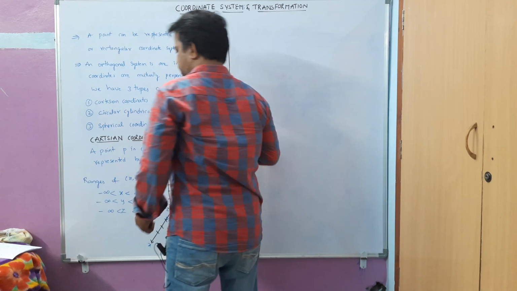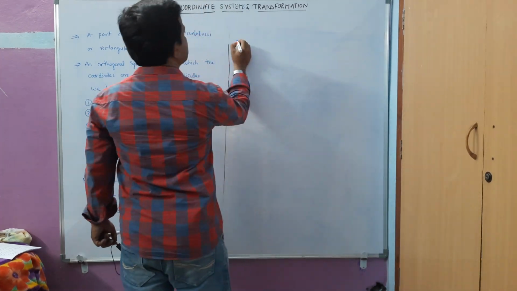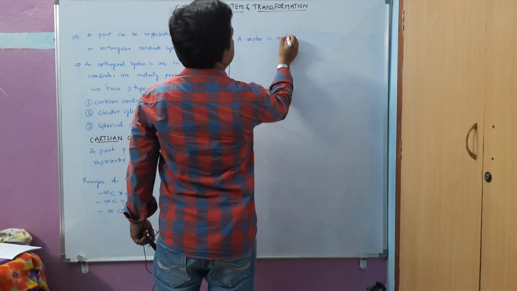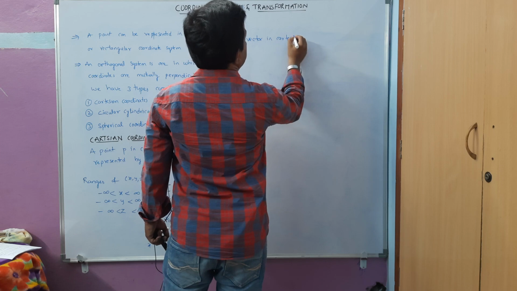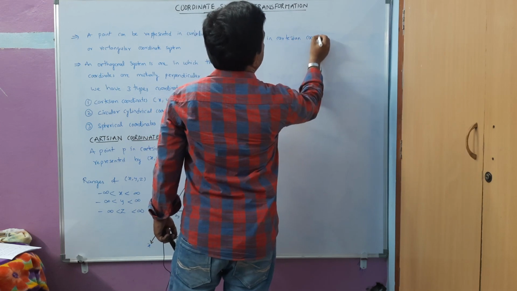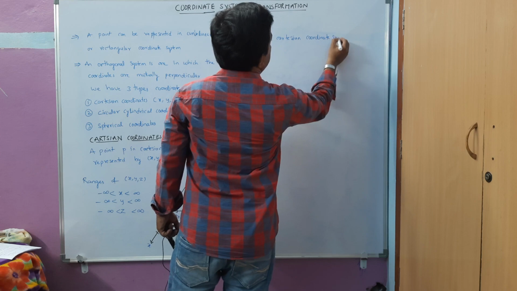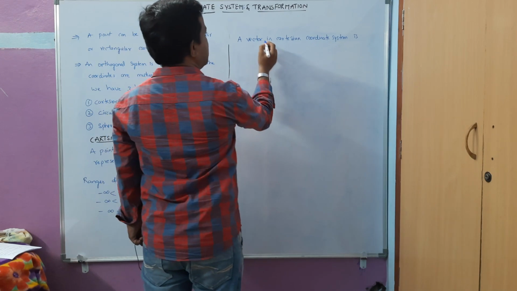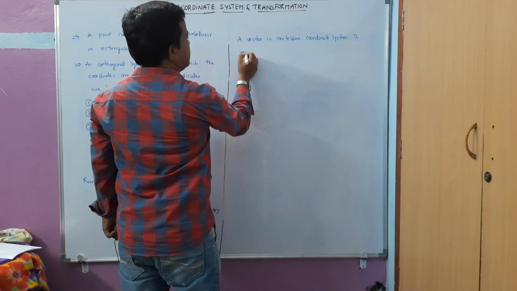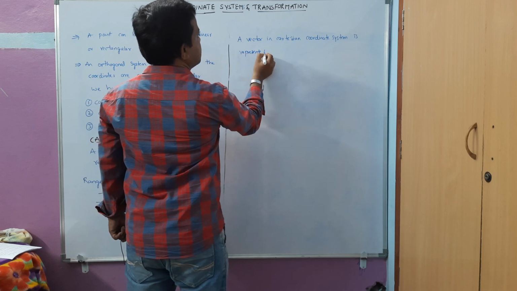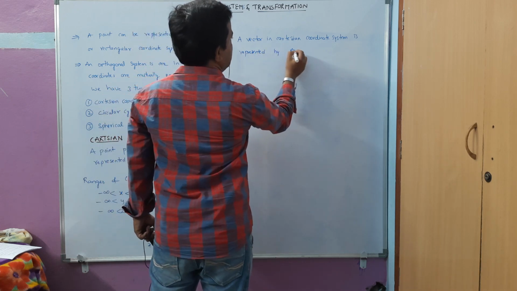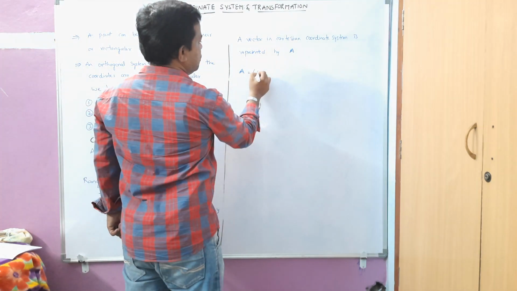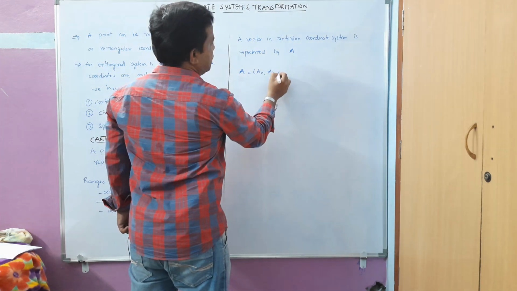Now, a vector in the Cartesian coordinate system is represented by bold letter A. Here I am going to take the vector like this: A is equal to Ax, Ay, Az.